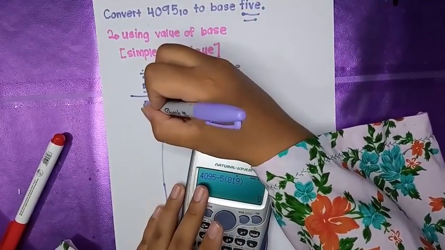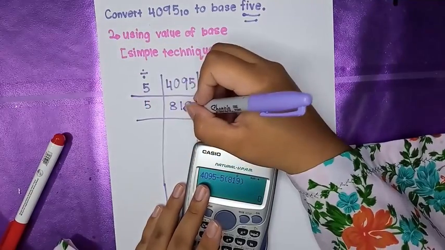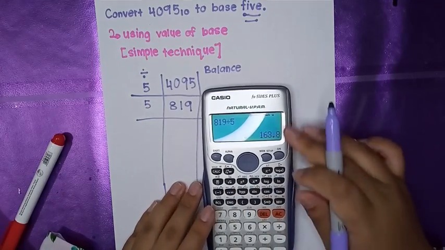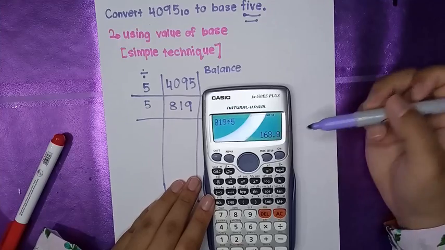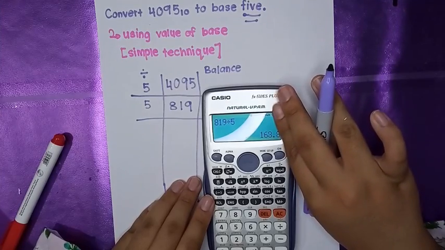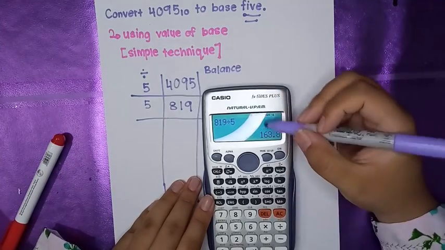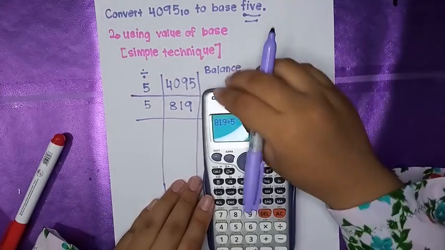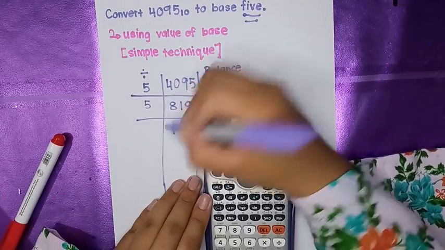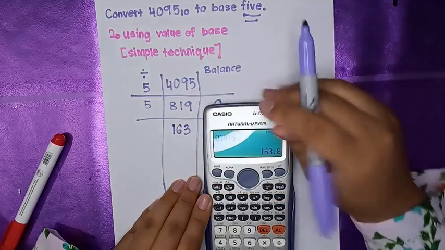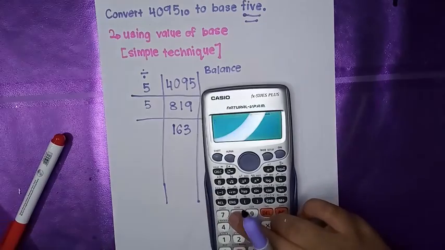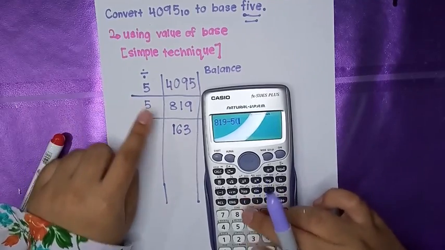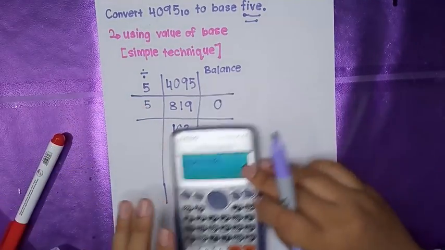Okay, we divide again by 5. 819 divided by 5, we get the number 163.8. We only take the number in front of the decimal place, which is 163. For the balance we check 819 minus 5 times 163. Okay, the balance is 4.